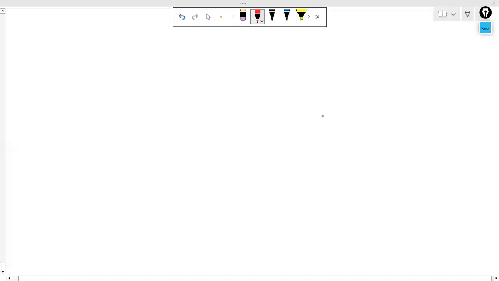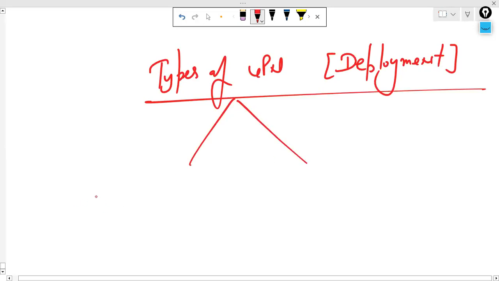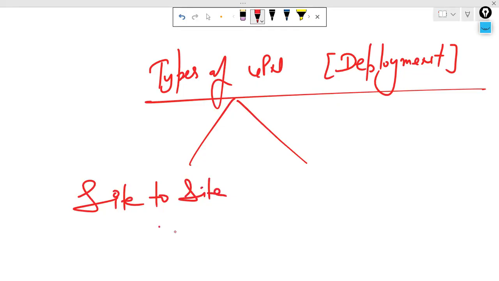Now, types of VPN in the context of deployment. In the context of deployment, you can say the types of VPN in terms of deployment. We have two types here. One is site-to-site VPN, and second is remote VPN.